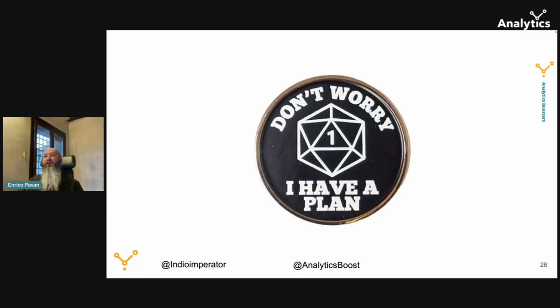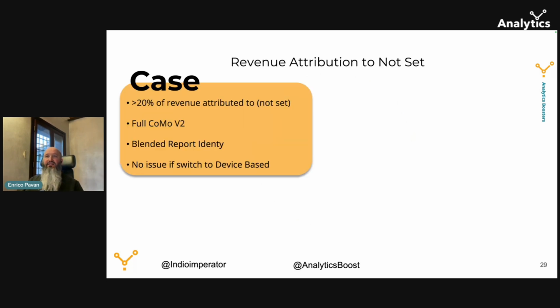And usually, if we roll a 1, a natural disaster, we got the case that 20% of revenue is attributed to not set and the full common setup is in place. We got the blended reporting identity set up, and no issue if we switch to device-based from the reporting identity started on blended.